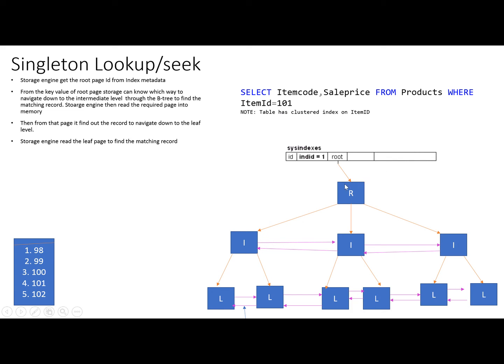It will find out the root page first, then read it into memory, and from this root page it will go down to the appropriate intermediate level page. From this intermediate level page it will find which page is the exact leaf level page. Then it will take that page into memory, do a binary search on that page, and find our required value. So this is a very fast and efficient method.